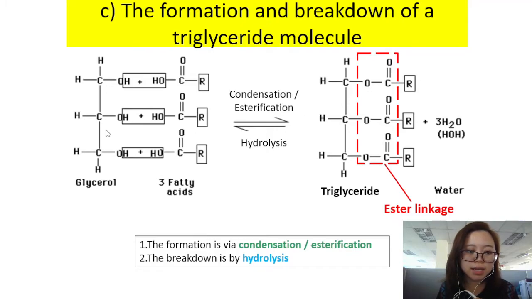Okay. So when it's like this is glycerol, 3 fatty acid, this is triglyceride. Remember to label the ester linkage. The ester linkage is this oxygen, single bond, carbon, double bond, oxygen. That is ester linkage. Okay, bila dia bergabung, proses dia adalah condensation ataupun esterification. Kalau kamu guna gambar rajah yang sama, kamu kasih terbalik saja anak panah dia untuk kasih pisah triglyceride. That is hydrolysis.